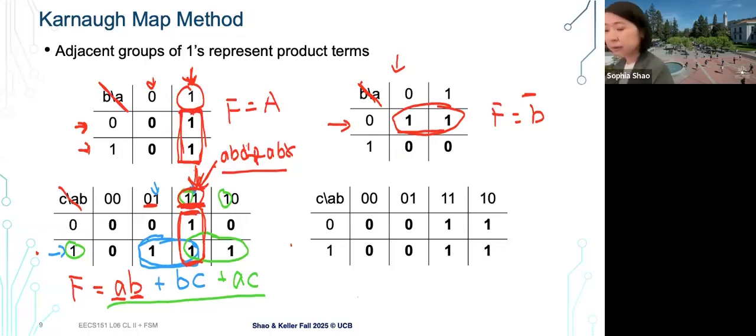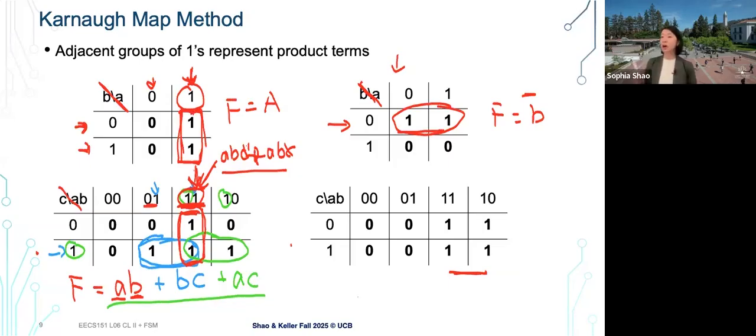Sure. Is it like forming a group of 4 blocks, basically, but it's not a square? Oh, you mean for this one? Yeah.